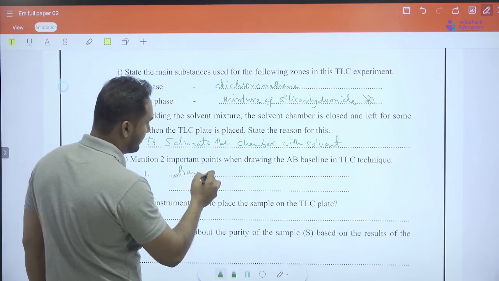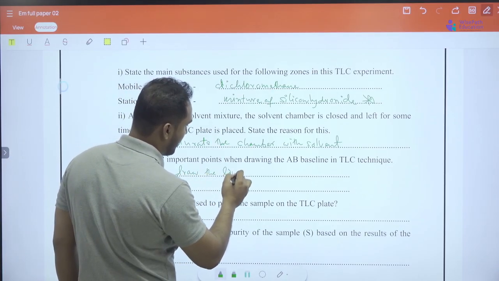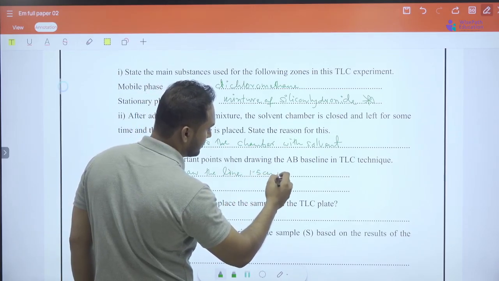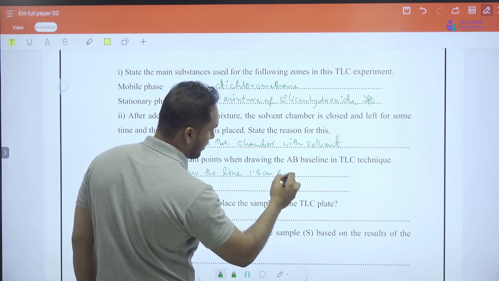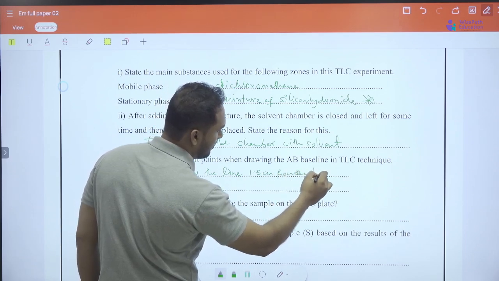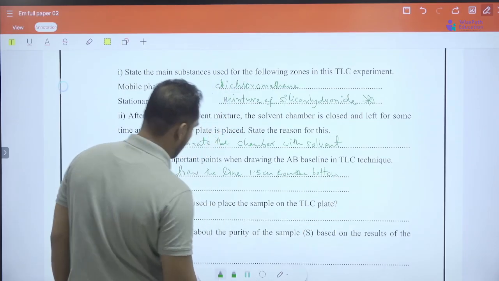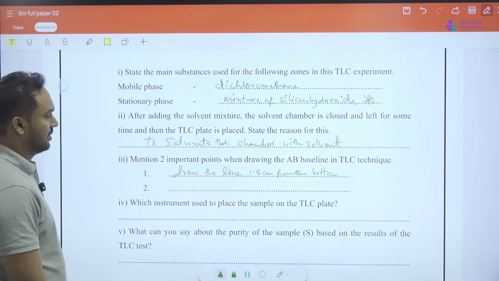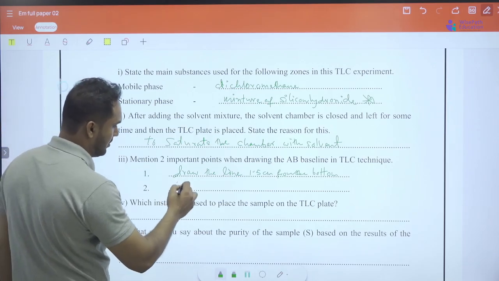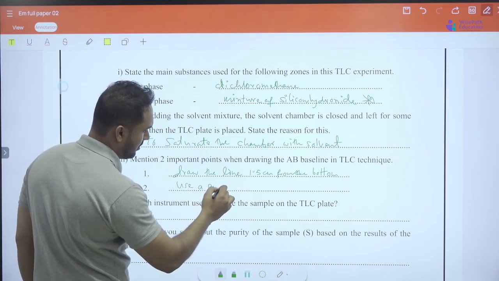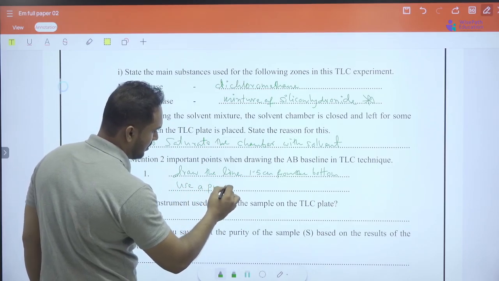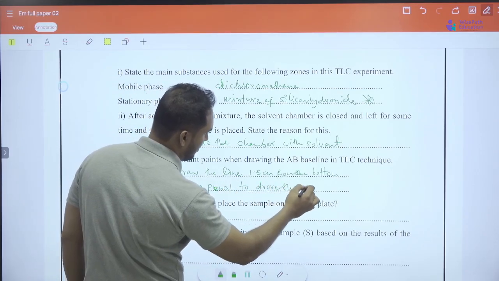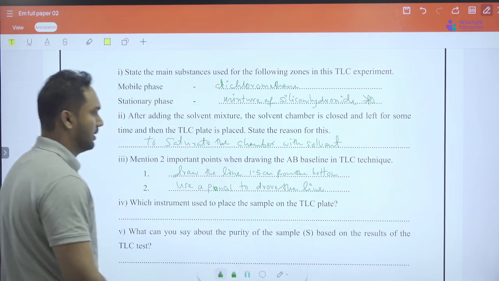Draw the line 1.5 centimeters from the bottom. Use a pencil to draw the line.